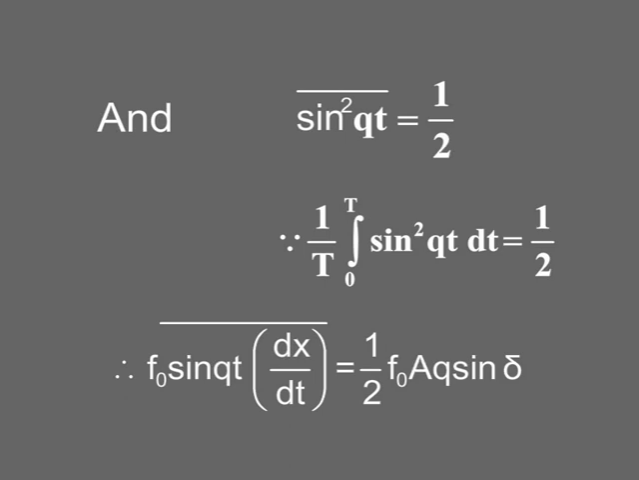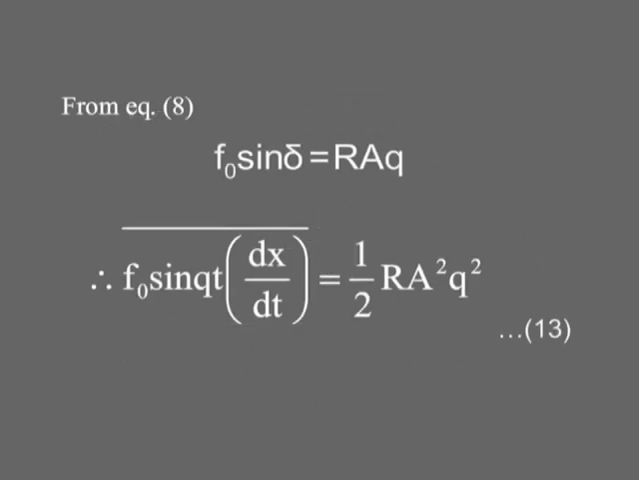So, we get the average of F0 sin qt dx/dt is equal to 1/2 F0 aq sin δ. From equation 8, F0 sin δ is equal to raq. Therefore, we can write the average of F0 sin qt dx/dt is equal to 1/2 r a² q². This is equation 13. This equation gives the average rate of absorption of energy, that is, power absorption by the oscillating body from the applied force.